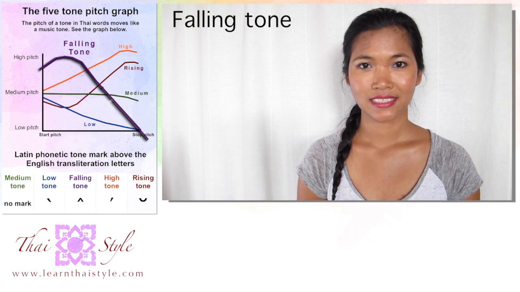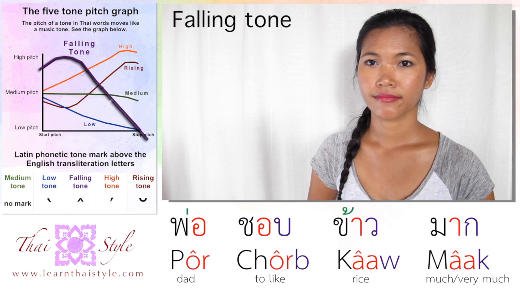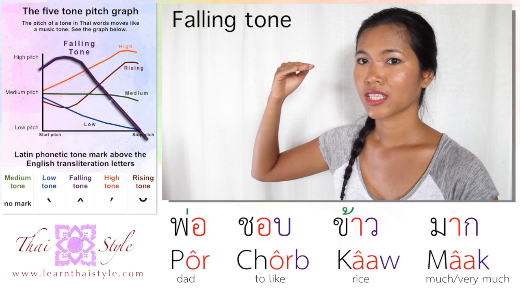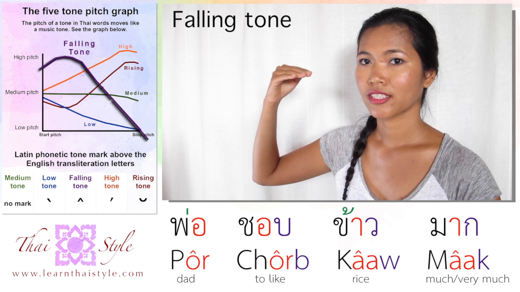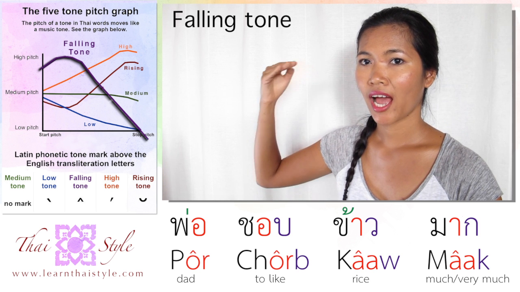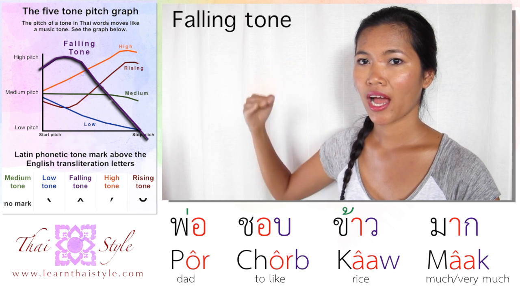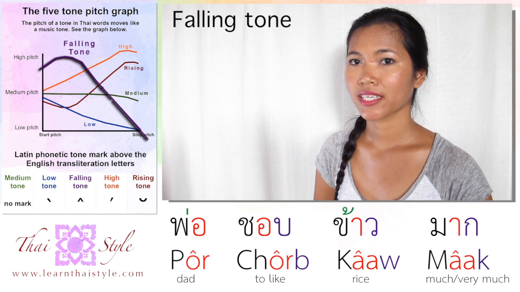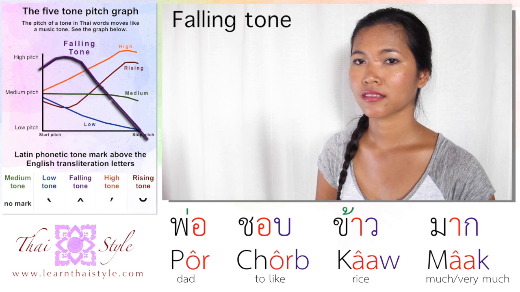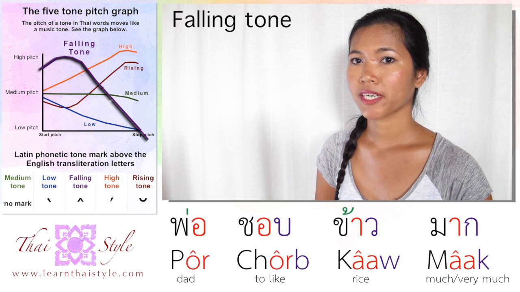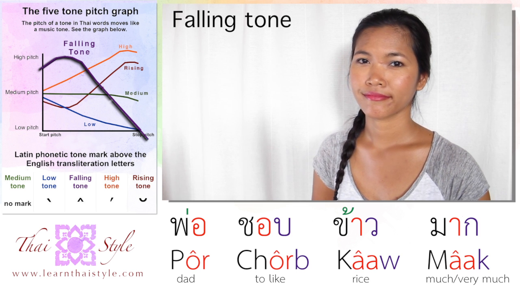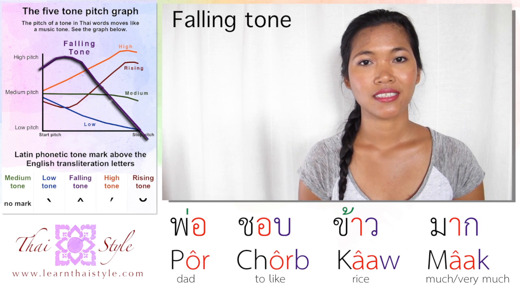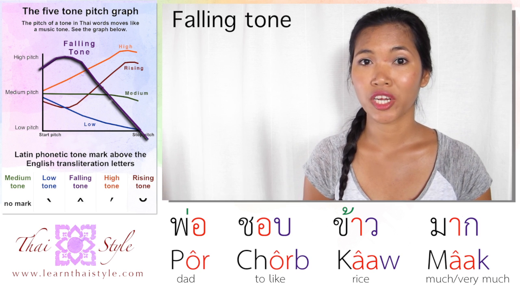Example sentence: พ่อชอบข้าวมาก. It means dad likes rice very much.